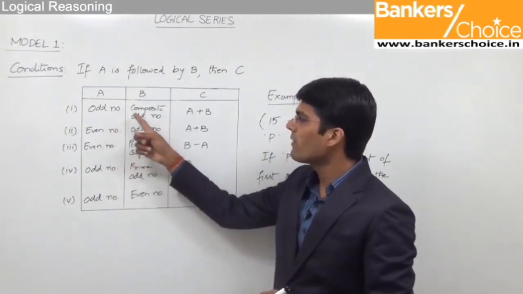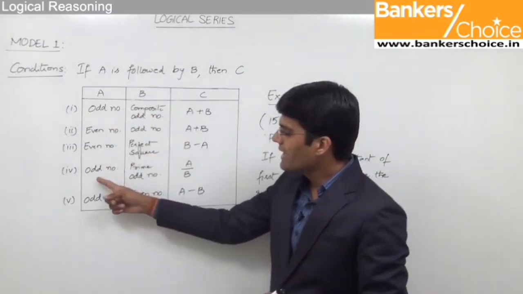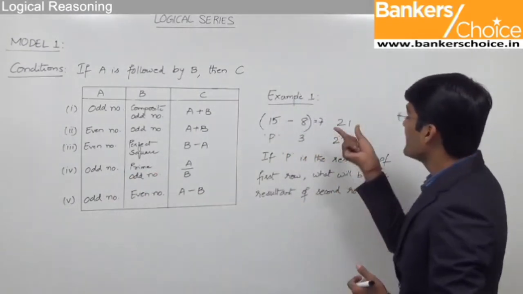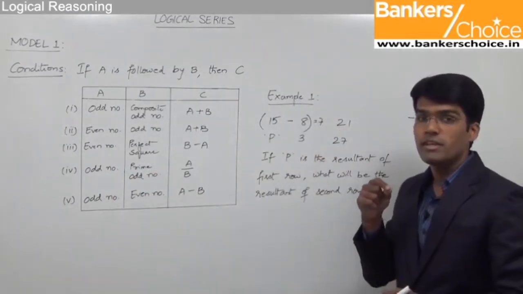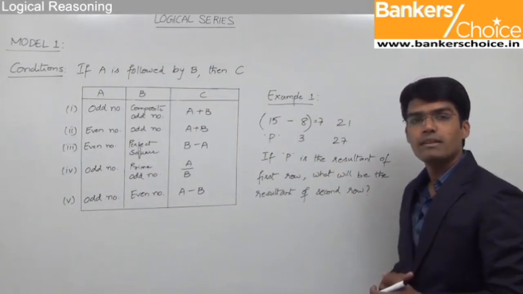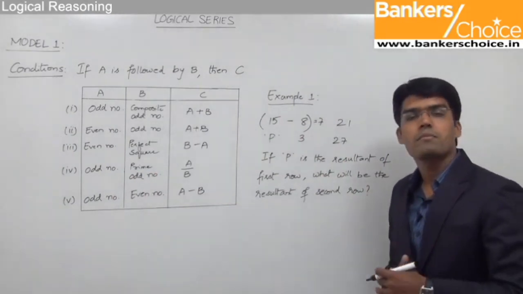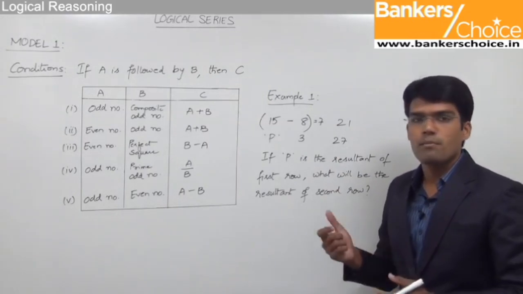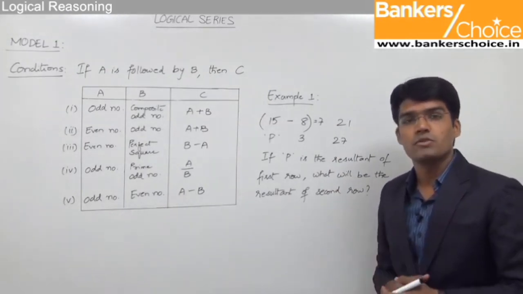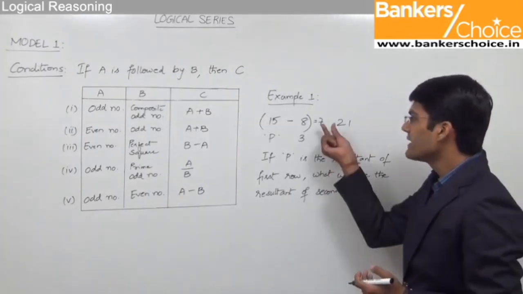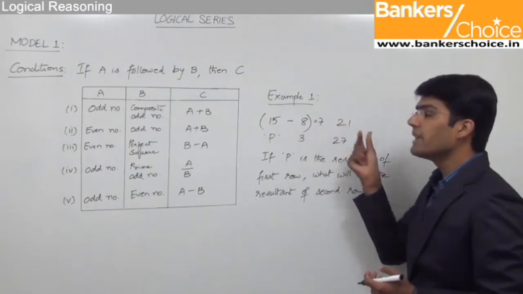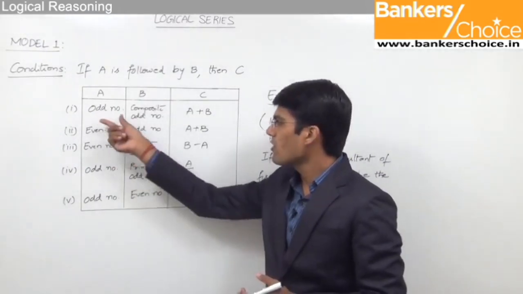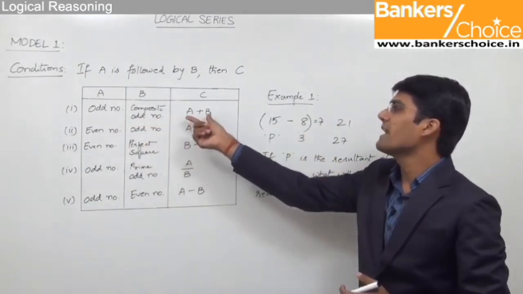One is an odd number followed by a composite odd number, and the next one is an odd number followed by a prime odd number. So before we apply the condition for 7 and 21, we need to decide whether 21 is a prime odd number or a composite odd number. We very well know that 21 is a composite number because it has more than 2 factors. So it is now an odd number followed by a composite odd number, and the condition is odd number followed by composite odd number, they are to be added.